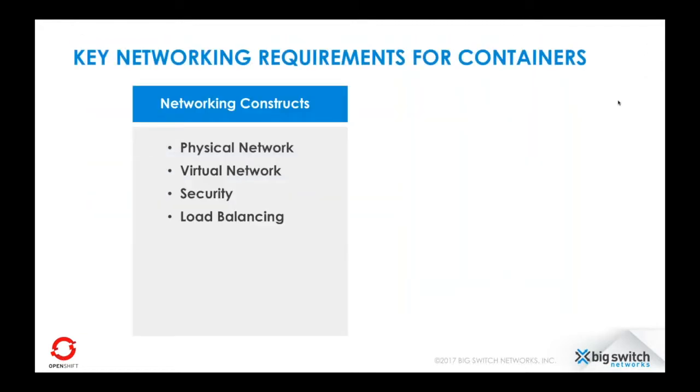Now, given these characteristics of containers, what are some of the key networking requirements to consider when we deploy them? So typical networking constructs still apply. The physical network is there to connect the servers running the container applications, and they also connect to the external environment. So basically you have both east-west traffic across the different racks in the data center, and north-south traffic for traffic to the external world.